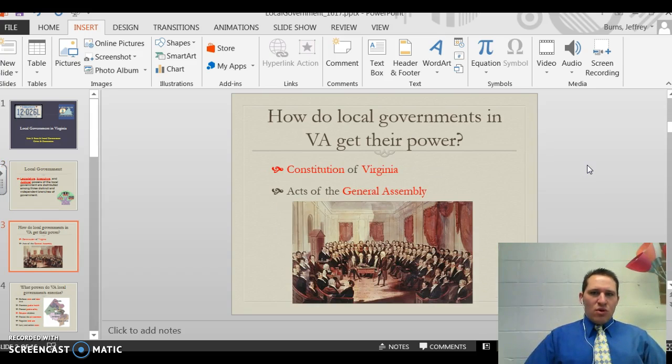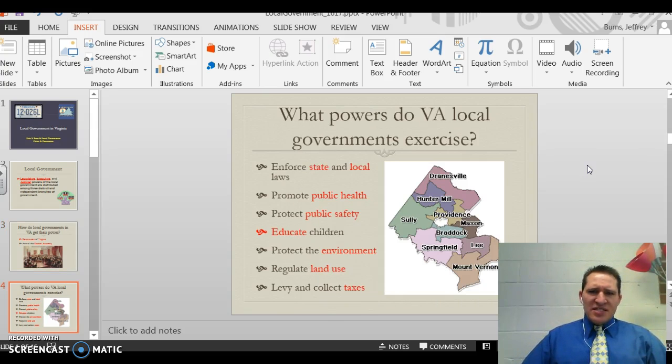All right, so how do local governments derive their power? If you're looking at your Cornell notes, the questions will be on the left, the notes on the right. They get their powers from the Constitution of Virginia, which is the supreme law in the Commonwealth of Virginia, and then, of course, acts of the General Assembly. The General Assembly determines what powers go with the state level and what are given to the local level to deal with. So that's where they're going to get their power from. And here are 7 different areas that local governments tend to exercise their power.